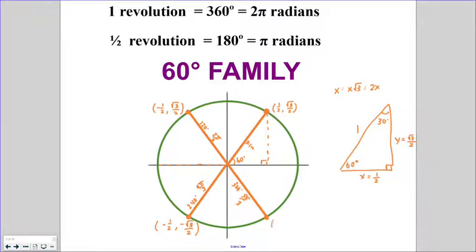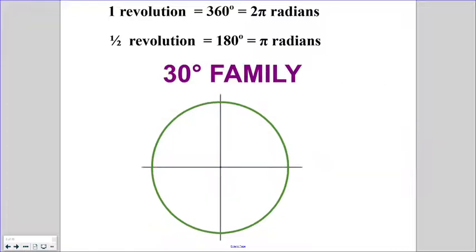And in the fourth quadrant, the x value is positive, the y value is negative. So positive 1/2, negative root 3 over 2. And then our final 60 degrees would get us back to 0. Last angle family then is 30 degrees. Okay, so 30 degrees, smallest angle here.